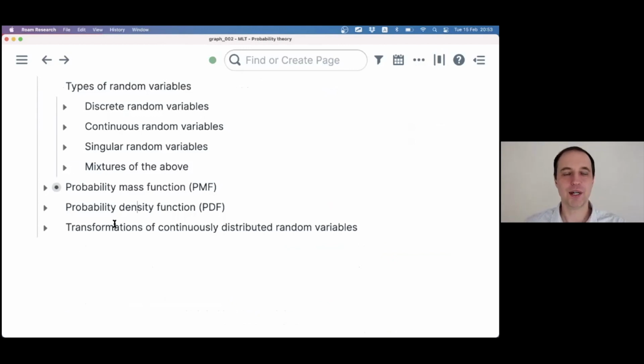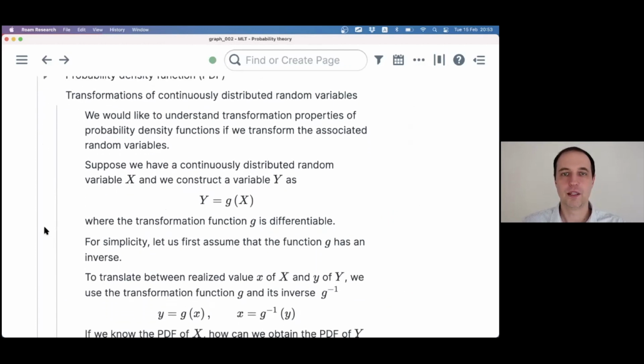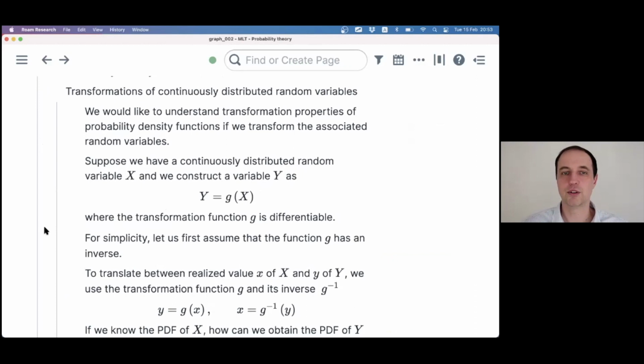We would like to ask what happens if you define a new variable in terms of an old one. And let's say both of these are going to be continuously distributed random variables. You have some variable capital X, and you have some new variable capital Y. And these are related by some function that you specify, function little g in here. This situation shows up everywhere in statistics.